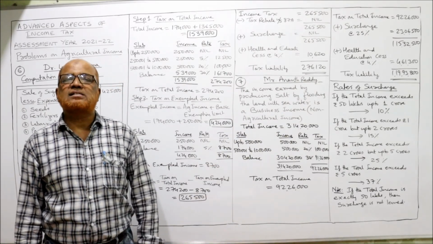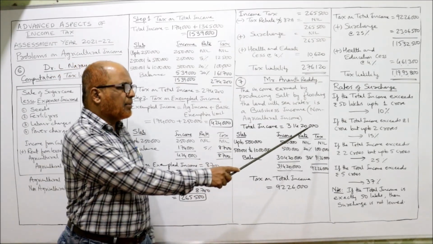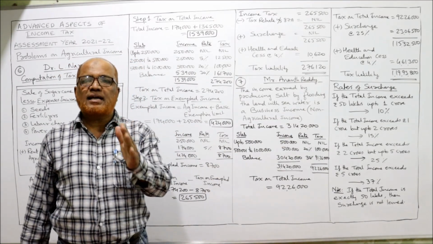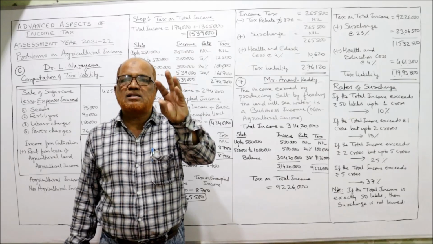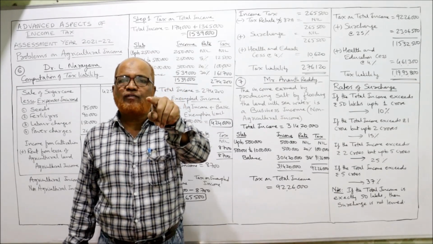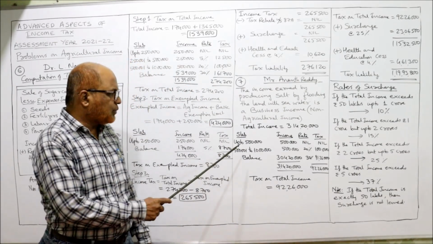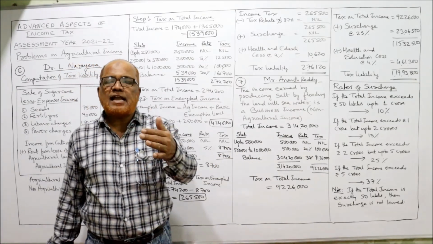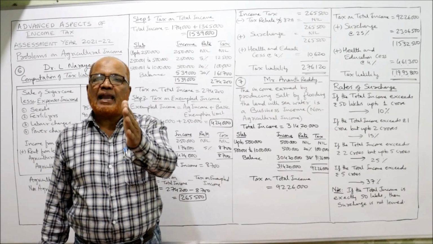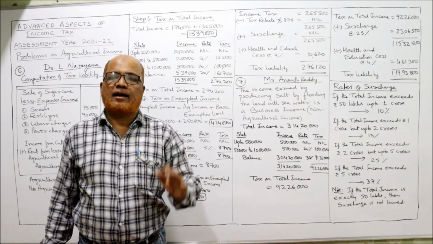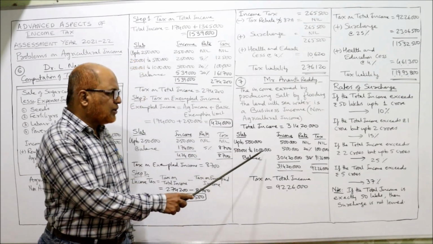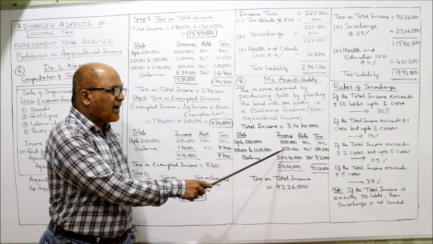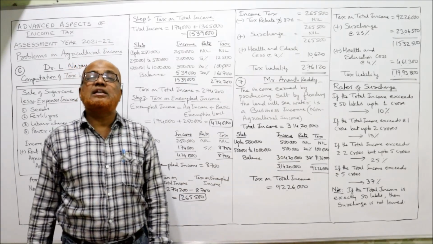Now we calculate the tax liability, slab income rate tax. The basic exemption limit for super senior citizen is 5 lakh. Up to 5 lakh, no tax. So up to 5 lakh rupees, income is 5 lakh, nil. The next slab goes from 5 lakh 1 rupee to 10 lakh. The income is 5 lakh. The rate of tax is 20%.